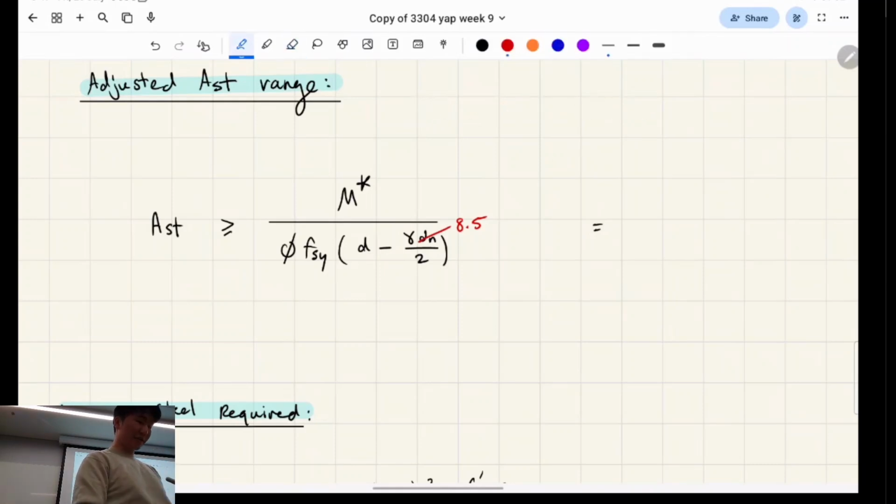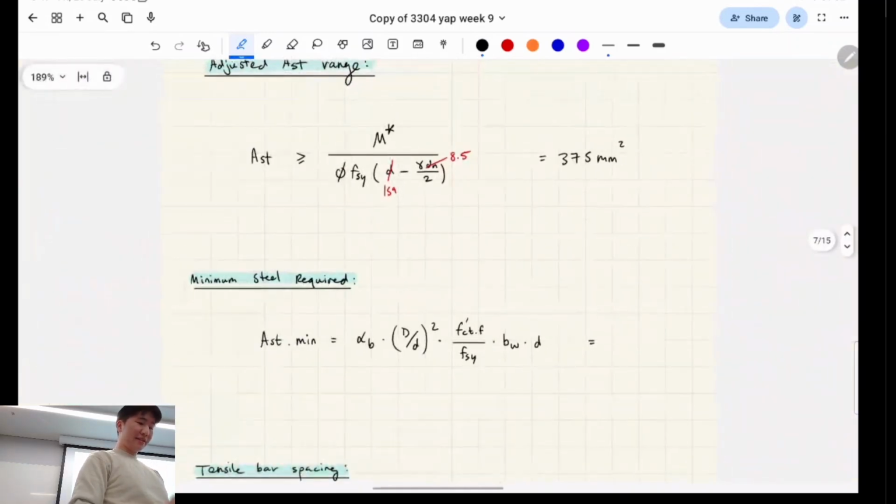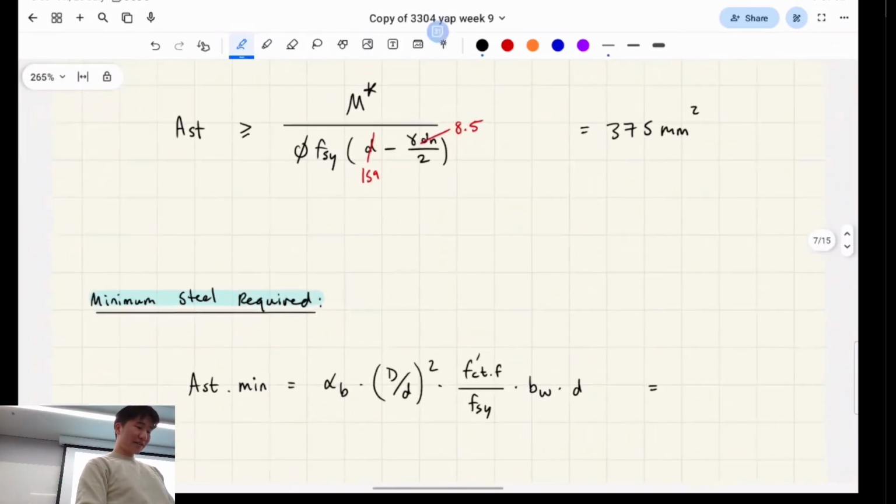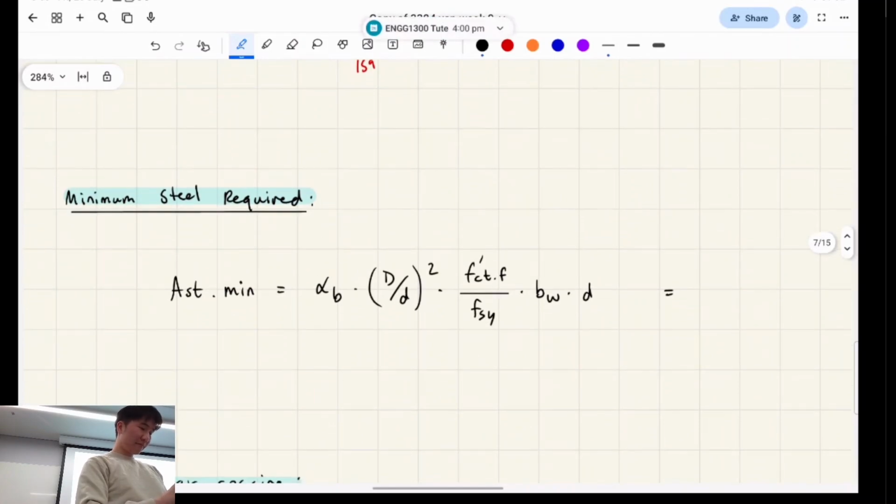Yeah. And we plug in all these numbers. I'm not going to rewrite them. They're basically the same as before, right? But we get a new refined area. But this is just a range. We haven't finalized our Ast value yet, right? We need to calculate the minimum steel required.